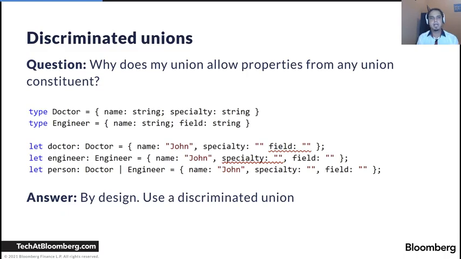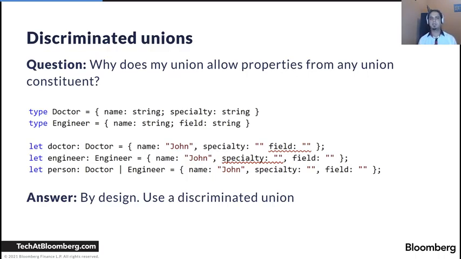Now let's continue looking at an interesting case. So if we have two types and we put them in a union, we see that something strange happens. If we take the same object literal and we try to assign it to doctor, it fails. If we assign it to engineer, it also fails. But it actually succeeds when we try to assign it to the union doctor or engineer.